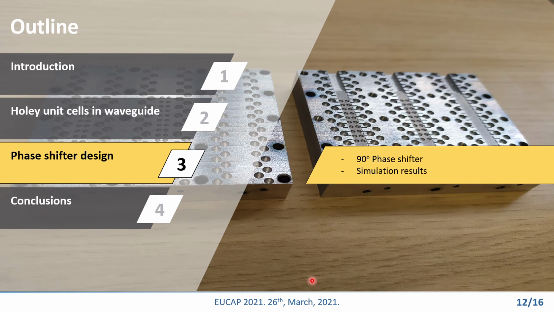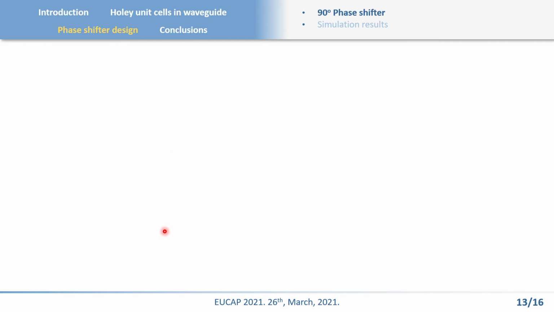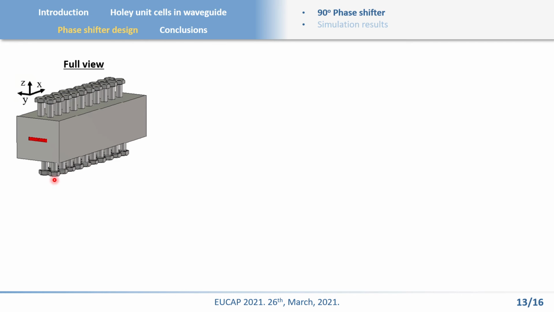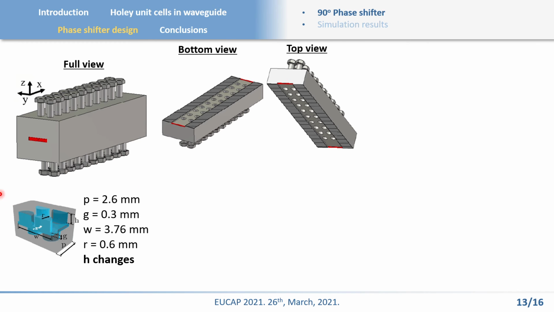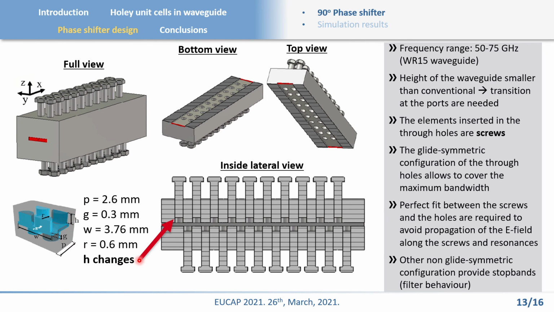In this third point, I show an example of a reconfigurable waveguide phase shifter based on the through holes previously presented. Here is the Holey waveguide, and the selected reconfigurable elements to tune the depth of the holes are screws with planar bottom. For this design, 10 Glide-Symmetric Holey unit cells are used to achieve a 90 degrees reconfigurable phase shifter. These are the bottom and top views of the design, and here are the values of the selected parameters. The hole depth of the Holey unit cells is modified depending on the position of the screw.